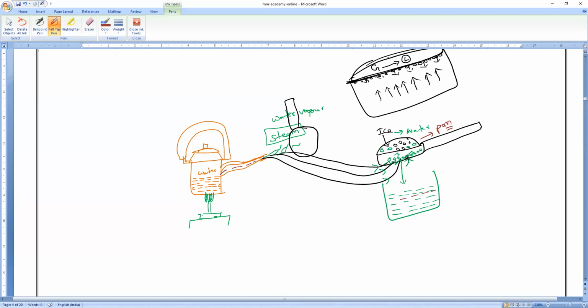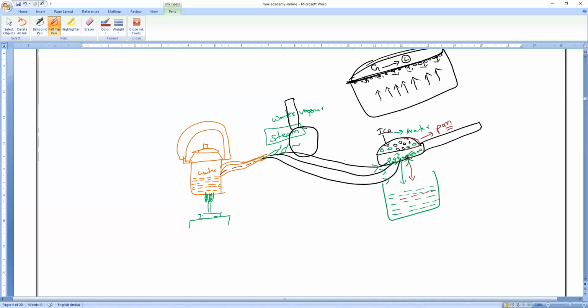But don't think the water is coming from the ice. Is the gas condensing? Anybody? Gas is condensing. Understanding? The ice is present in the upper part of the pan, so that water won't come down. Is it okay, guys? Everybody understand? Yes?